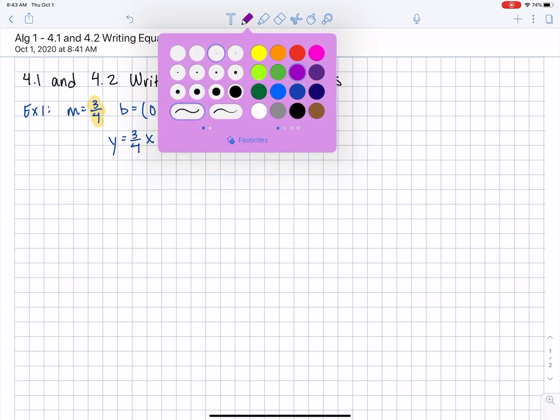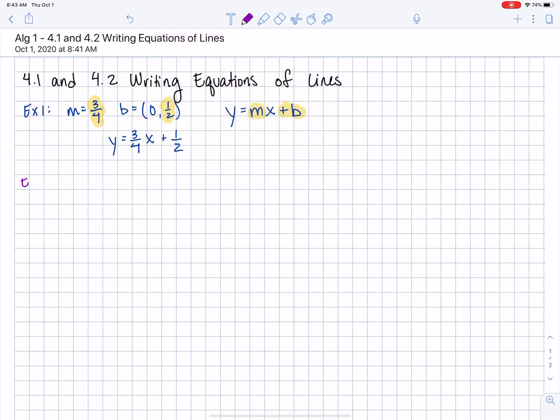As always, feel free to pause and try on your own with a slope of 5 and a y-intercept of (0, -3). If you tried it on your own and hit play now, you got the equation y = 5x - 3. And again, that's it. That is our equation right here. Y-intercept of -3, slope of 5.